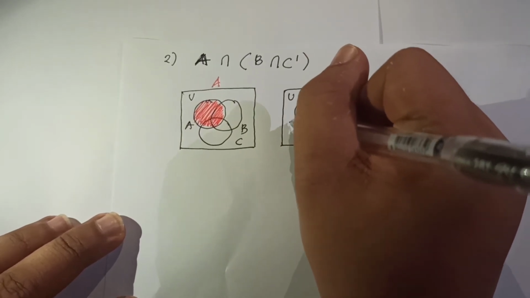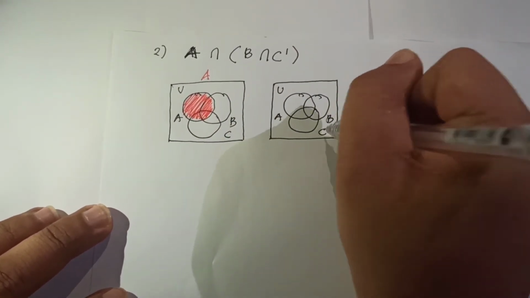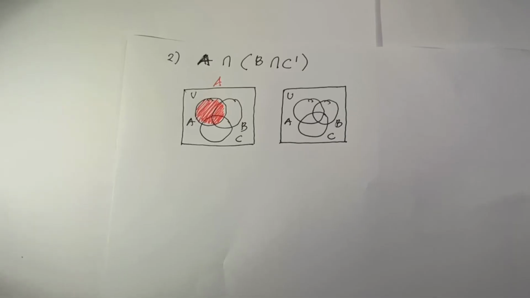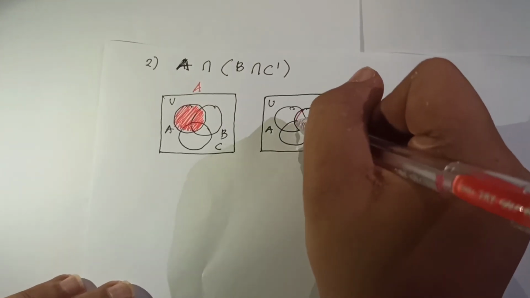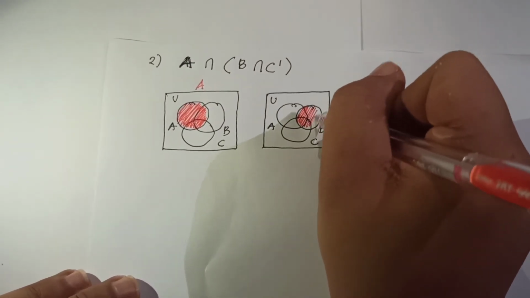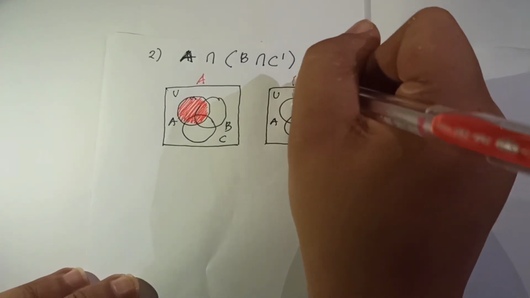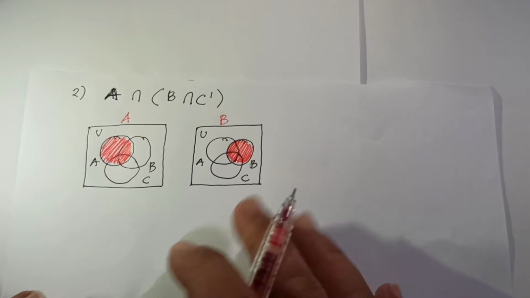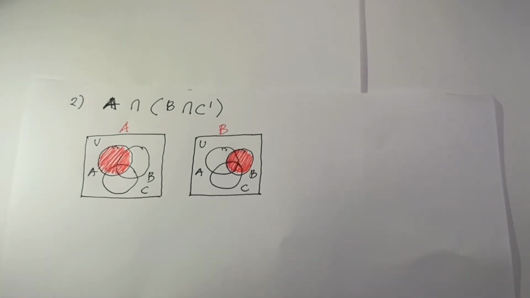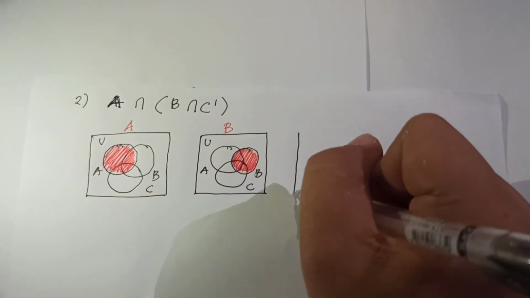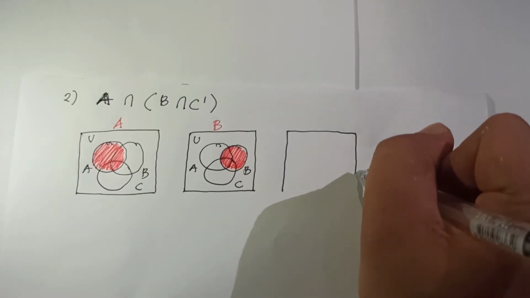Union, universal A, B, and C. So if we're going to shade, this is our B. Okay, this is our B. So this is our B. Next, we have C prime. Okay, we will illustrate C prime here.